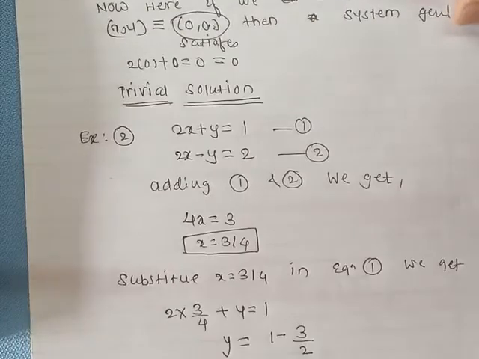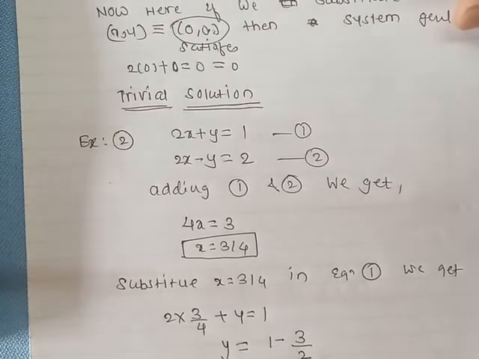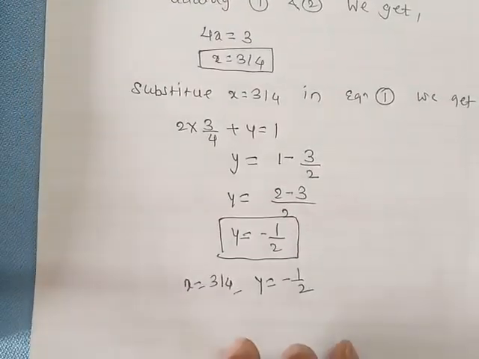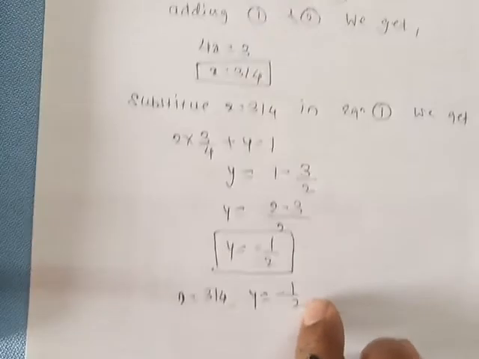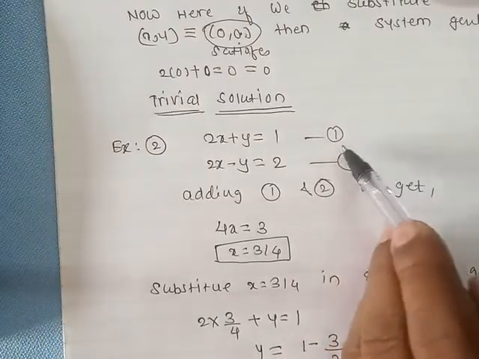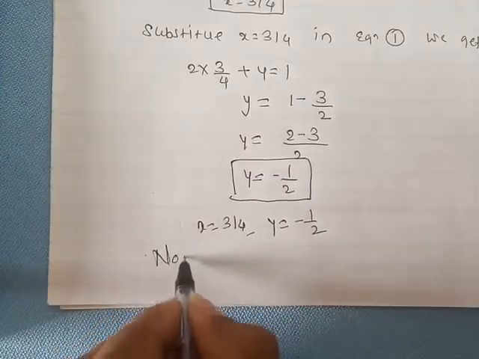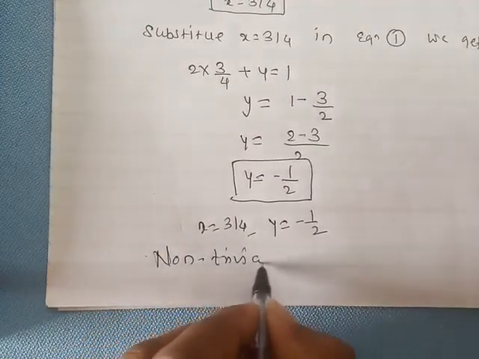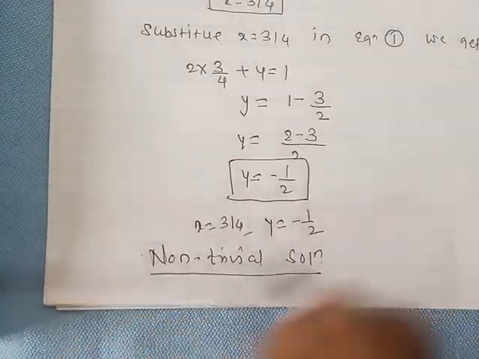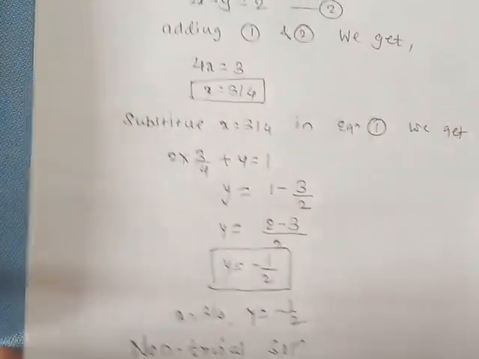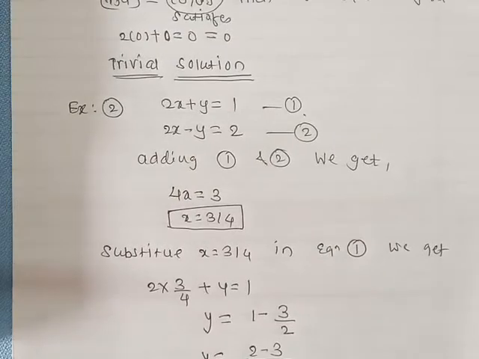Now substitute x is equal to 3 by 4 and y is equal to minus 1 by 2 in the given system of equations, and we can say that this is the solution of the given system of equations. This solution is called a non-trivial solution for the given system. So this is about the solution for the system of equations.